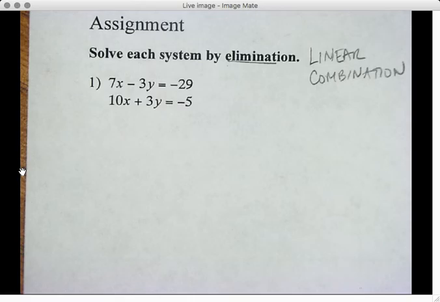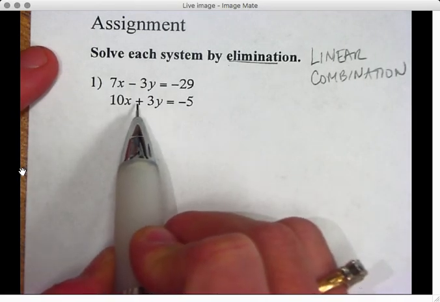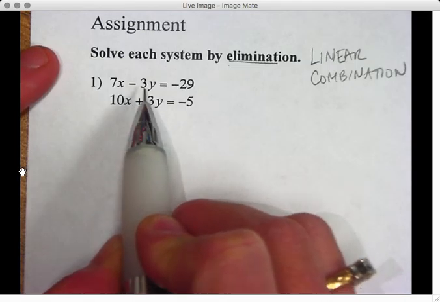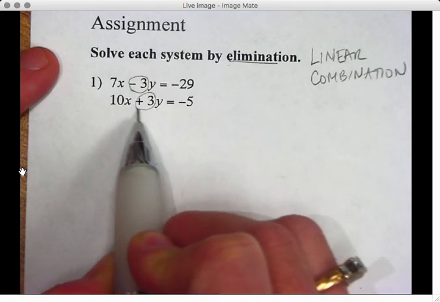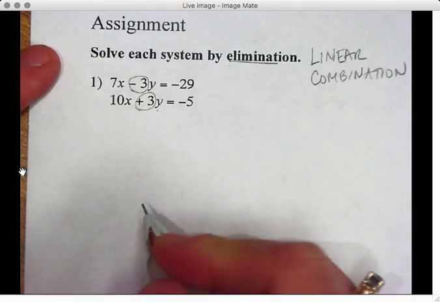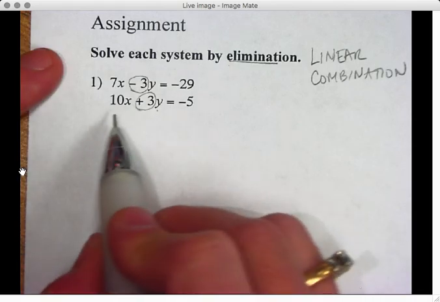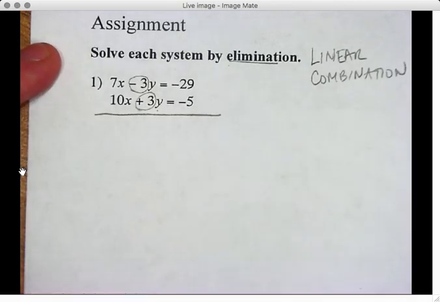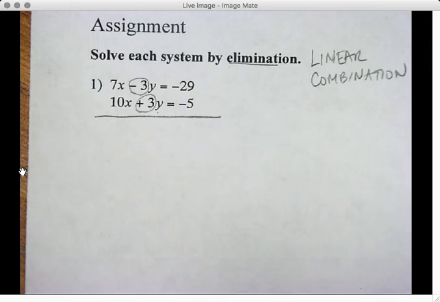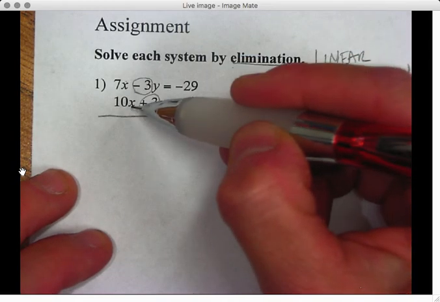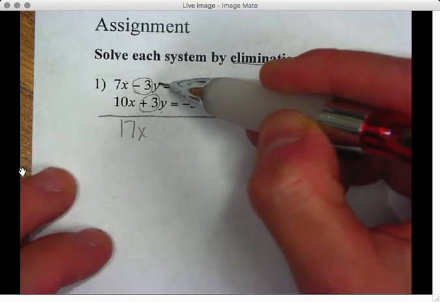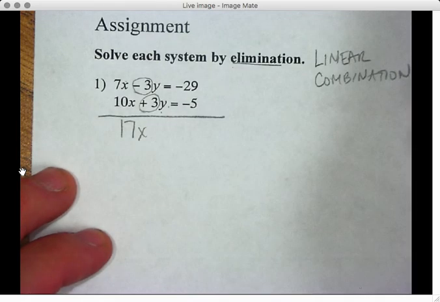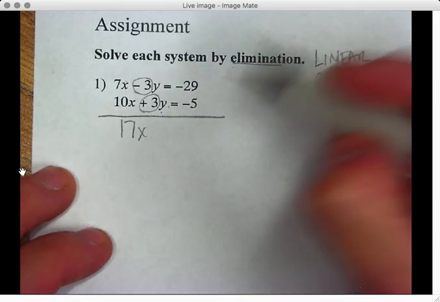All right. The second thing you want to look for is, do you have opposite signs in front of one of your coefficients? What I mean by that is, this is -3 in front of the y. This is +3 in front of the y. You want them to be opposites, just like that. Because the first thing I'm going to have you do is add straight up and down. And if I add this 7x to that 10x, I get 17x. And when I add this -3y to this +3y, those cancel out. That's exactly what you want to happen.